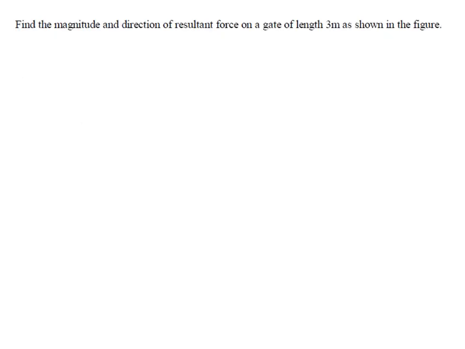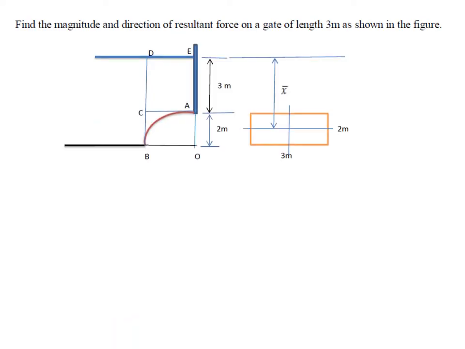So we'll go to the problem where we are required to find the magnitude and direction of the resultant force on a gate of length 3 meters, as shown in the figure. This is the gate AB, not a sector gate, but a quadrant. It is a curved surface of length 3 meters, perpendicular to the screen. AB is a curved surface of radius 2 meters, so OA is 2 meters as well as OB is 2 meters.